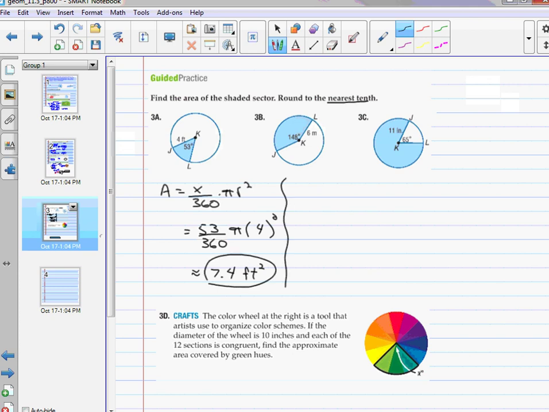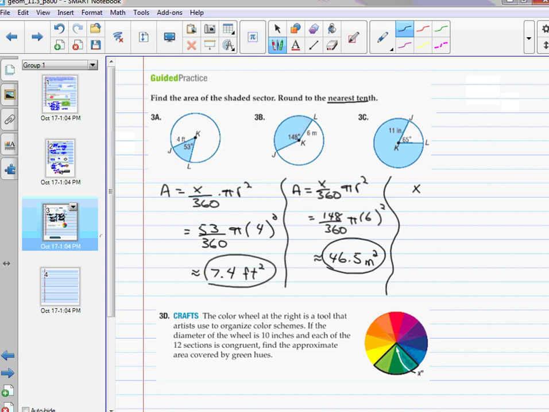Okay, so if we try this one, well, again, we know x over 360 times pi r squared. What is x? 148 over 360 times pi times 6 squared to the nearest 10th. How much are you getting? 46.5? Meters. 46.5 meters squared.